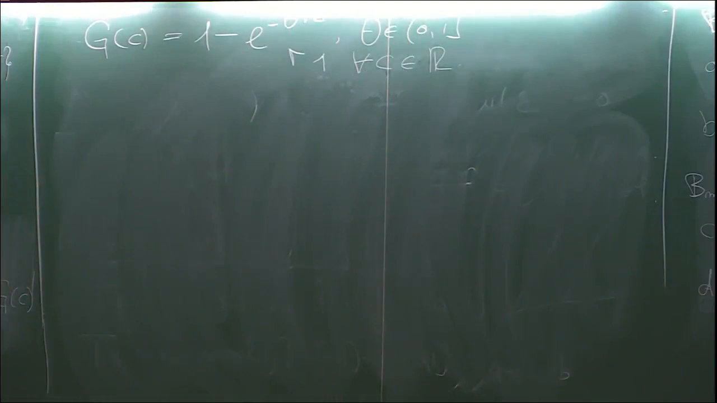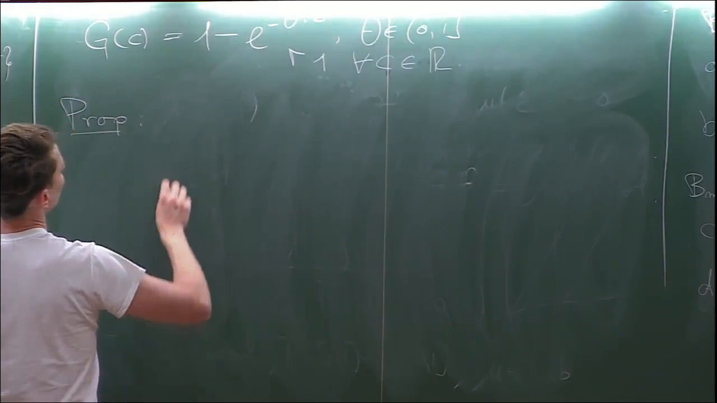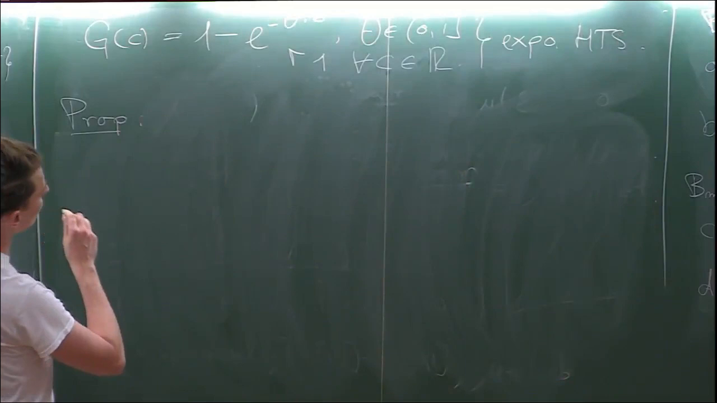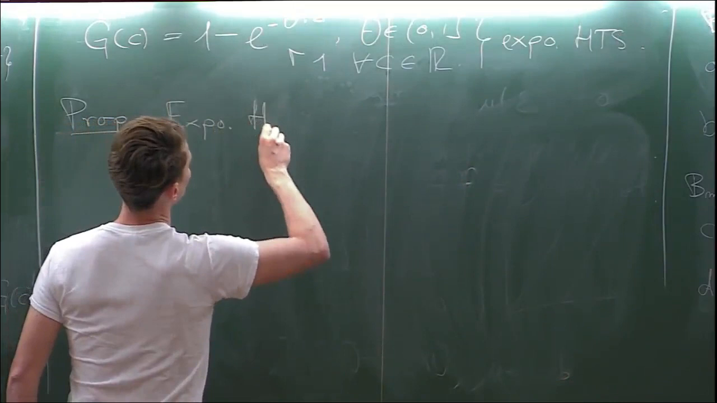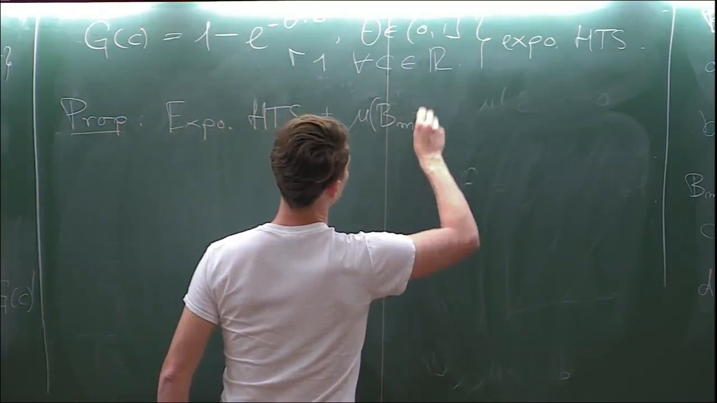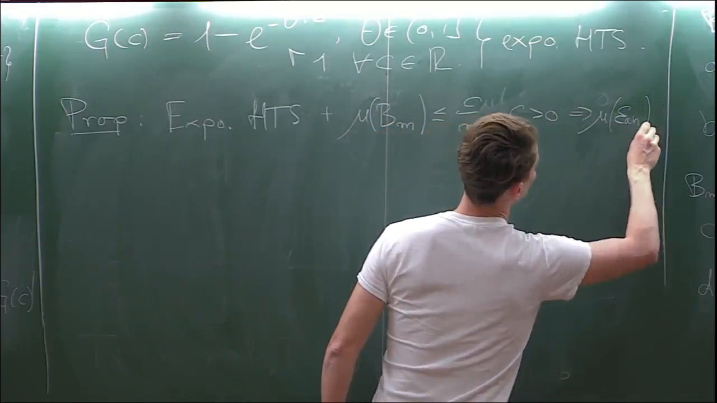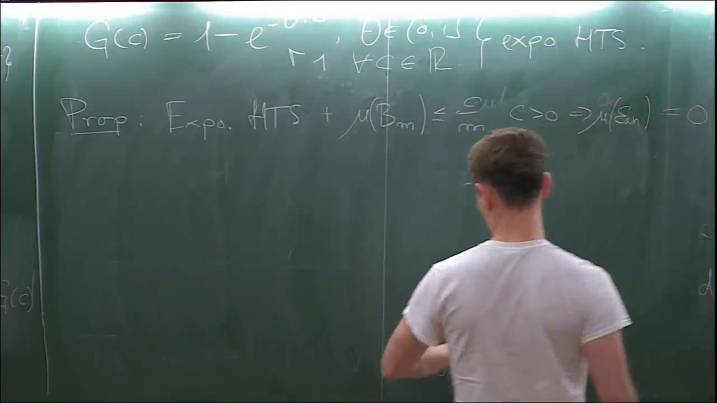And the reason I care about this is that there's a very simple proof of the following. If we have what is called exponential hitting time statistics, and the measure of my targets is less than c divided by m for any c, then this gives measure 0. Okay, so this is really a 2-minute proof.